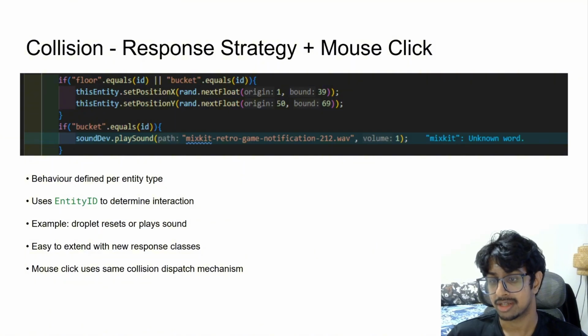Instead of detecting physics contact, it queries the Box2D world at mouse position and triggers onCollision on the selected entity. From the entity's perspective, a mouse click behaves like a special collision event, which allows input interactions and physics interactions to share the same dispatch pipeline.